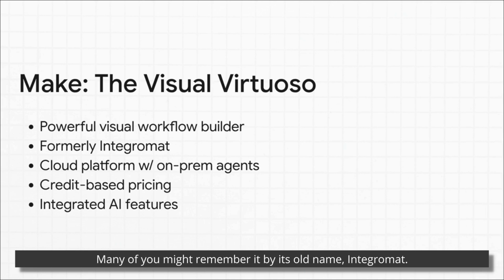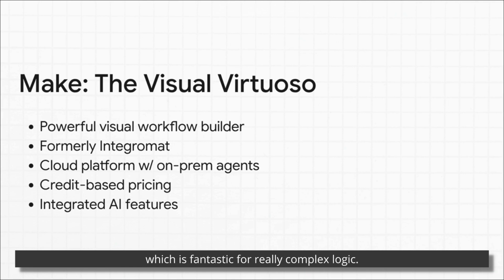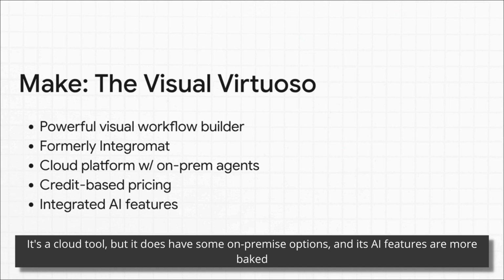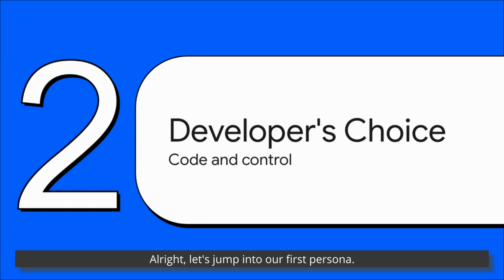And finally, there's Make. Many of you might remember it by its old name, Integromat. Make's superpower is its visual builder. It's like this giant canvas where you can literally see your whole workflow play out, which is fantastic for really complex logic. It's a cloud tool, but it does have some on-premise options, and its AI features are more baked into the core product.